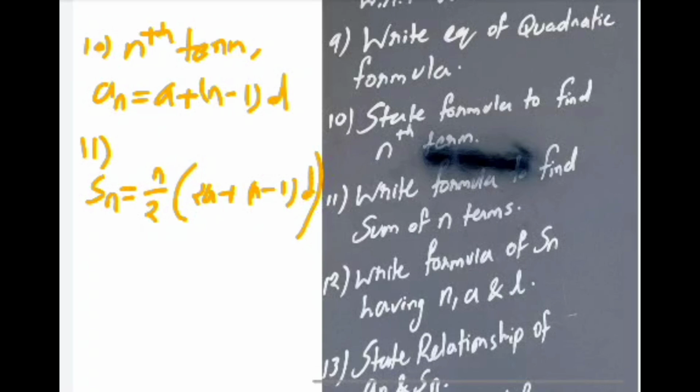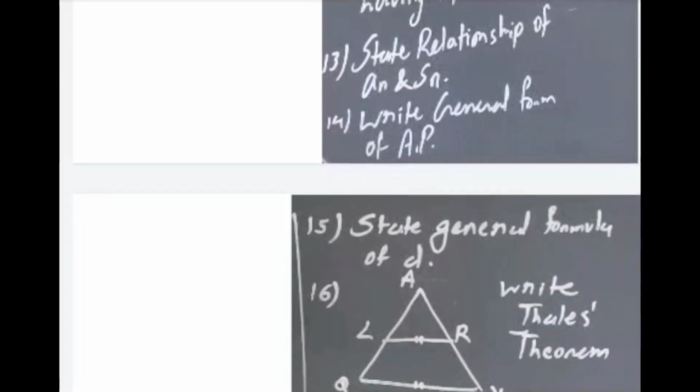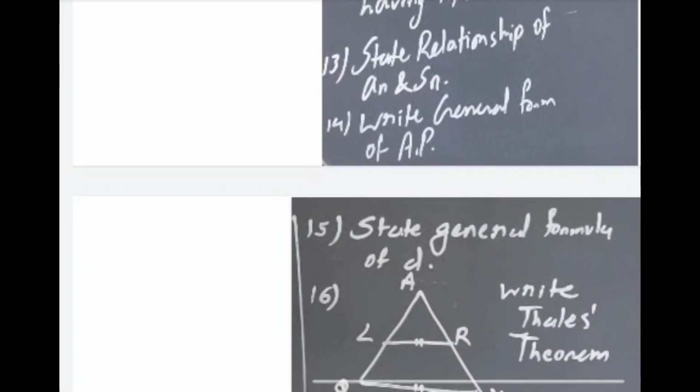Now 12th is write formula of Sn having n, a and l. So Sn will be n by 2 a plus l. Okay, then let's see the next one. State relationship of an and Sn. So that relationship is very important. Okay, an is equal to Sn minus Sn minus 1.